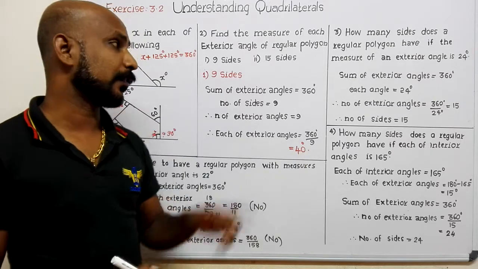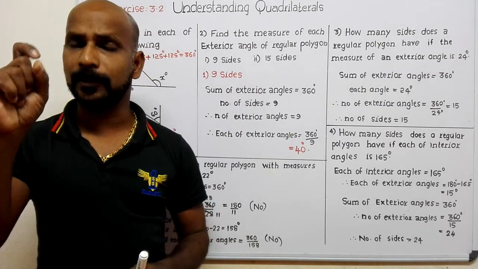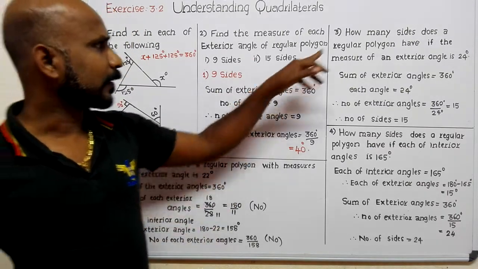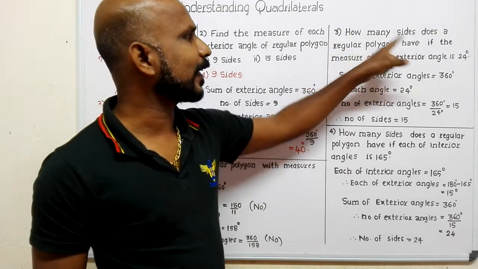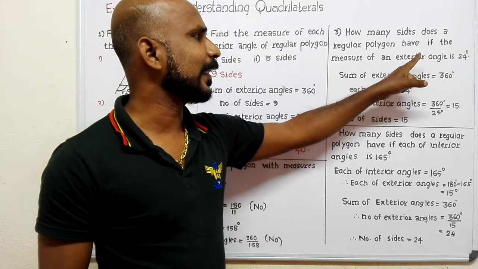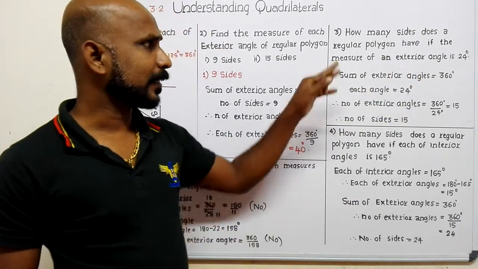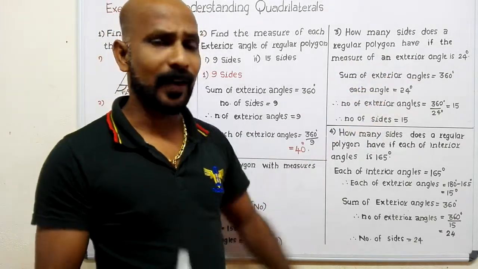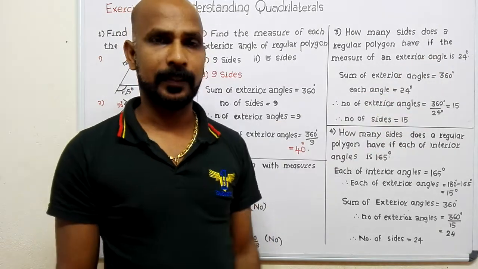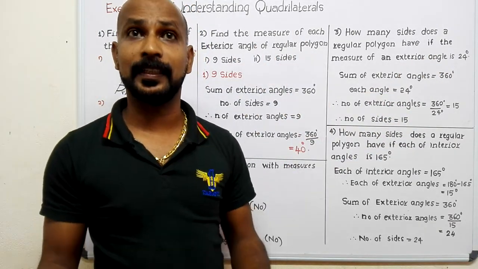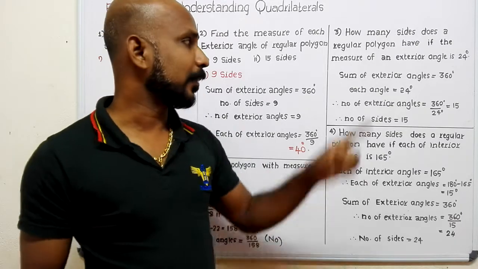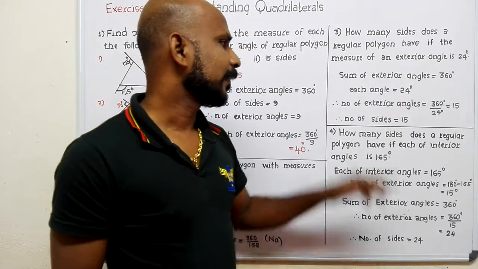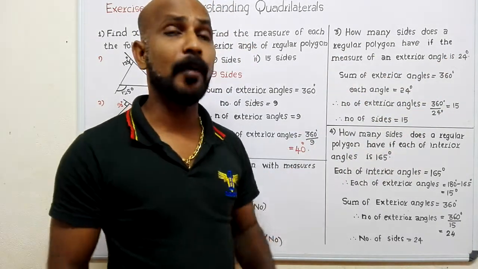Here you have to confirm one more thing, that the number of sides will always be equal to the number of exterior angles. Now we are moving into the third question. How many sides does a regular polygon have if the measure of an exterior angle is 24? It means there is a regular polygon and one exterior angle is given as 24 degrees. We know the sum of the exterior angles is 360 degrees. Then we can find the number of angles. How many exterior angles will there be?